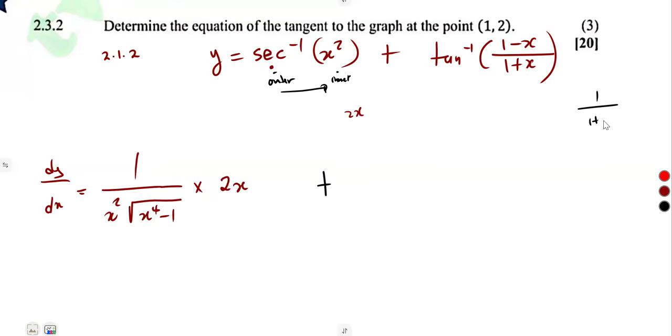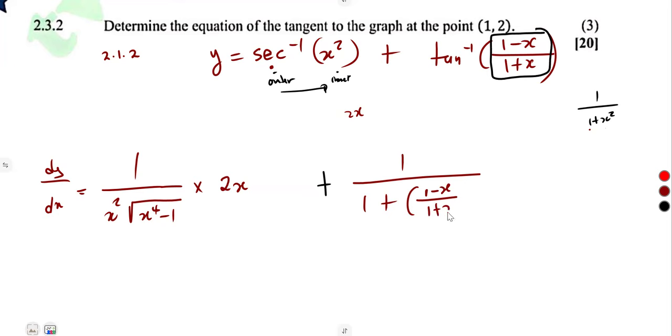1 over 1 plus x squared. So take note of what represents x. The whole part here inside the bracket is the one representing x. So meaning to say it was going to give us 1 over what? 1 plus our x is by this as it is. So it was going to be 1 minus x over 1 plus x squared. This is our derivative. Times what? The derivative of the inner from the outer arctan.